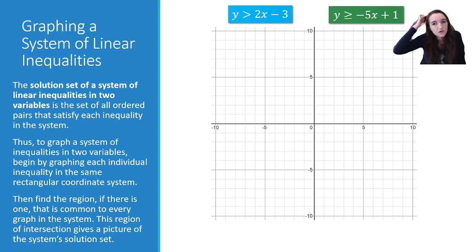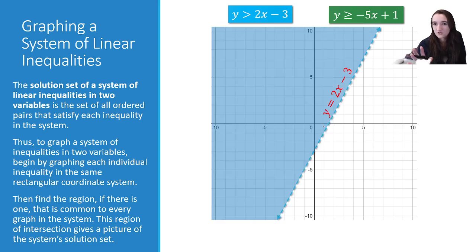So here, what we're going to do is take these two inequalities, y is greater than 2x minus 3, and y is greater than or equal to negative 5x plus 1, and graph each of them individually. So I'm going to start. y is greater than 2x minus 3. I've already done this. We already know what this one looks like, so I'm not going to go through how to do this one, because it's exactly the same as the previous example.